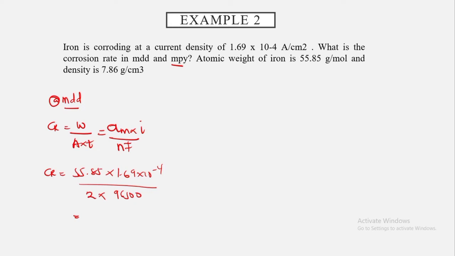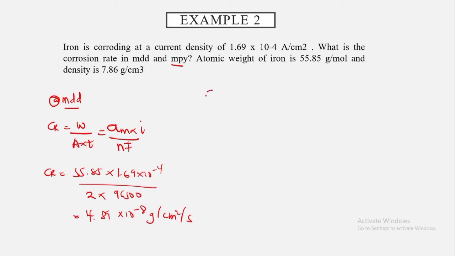And what was your answer? My answer gave me 4.89 times 10 exponent negative 8 gram per centimeter squared per second. So for us to change this to MDD, we first multiply by 10 exponent 3, multiply by 10 exponent 2, multiply by 24 times 3600.